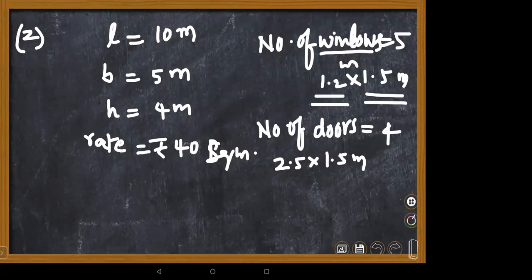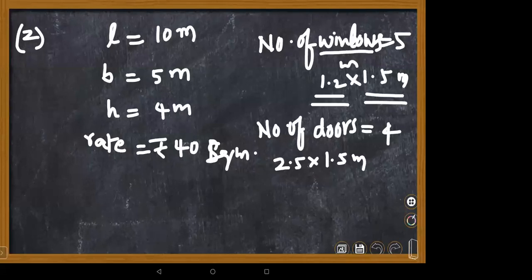Ma'am, is the answer 3840 rupees? What is the total cost you are telling? Yes, ma'am, total cost. Very good. The cost of whitewashing the walls is 3840. Okay, and this question does not end here, children.